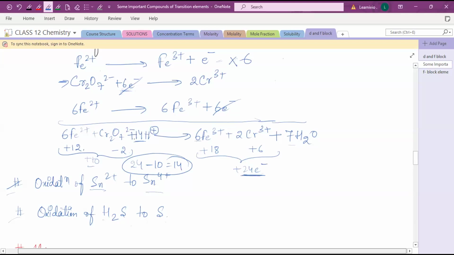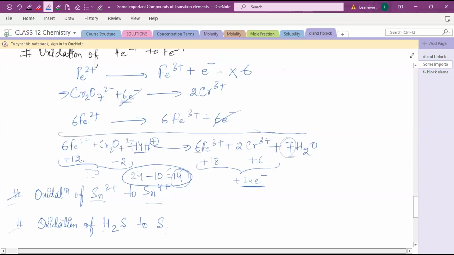Whatever number you get, just add that much, like 14. If you get 14, you will add 14 H plus ions on the left side, and half of this you will write on the right side in water form. What coefficient do you put for water? Just half of this H. If it is 14, you have to write 7 over here. So that's the balanced redox reaction.